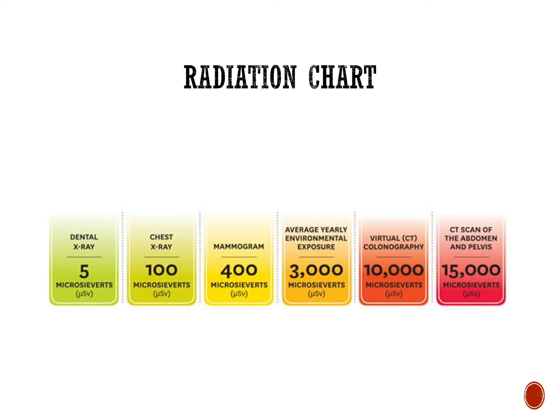A mammogram is 400 microsieverts. The CT colonography exposes the patient to a very high dose of 10,000 microsieverts. That's very big. It's about 100 times chest X-ray. So it's important that you do not repeat the imaging unless absolutely indicated, because this exposes the patient to further radiation that's beyond the allowed yearly doses.